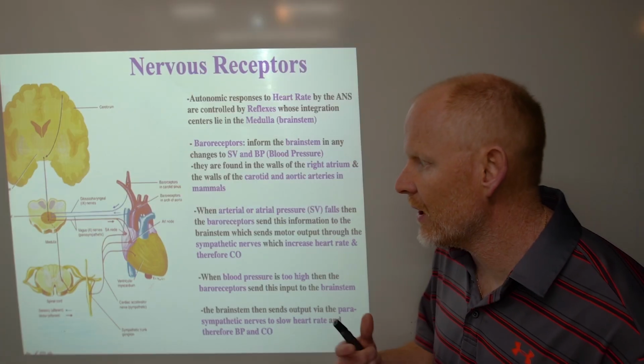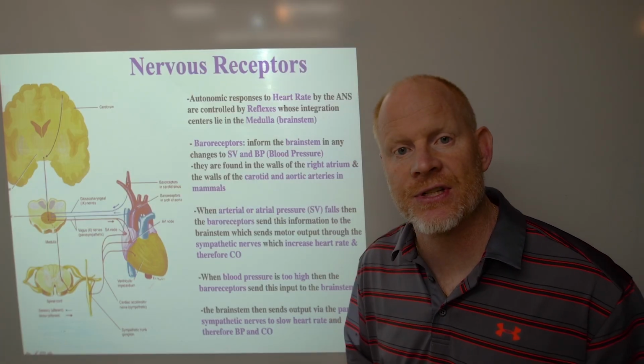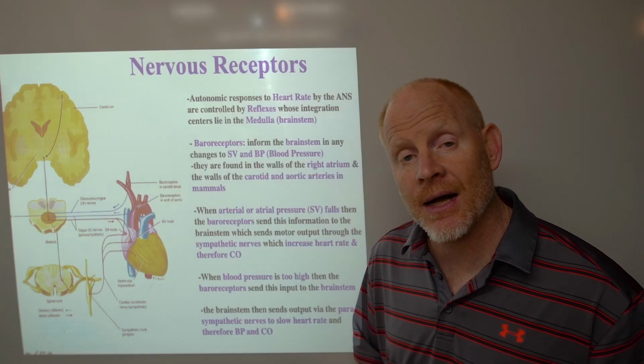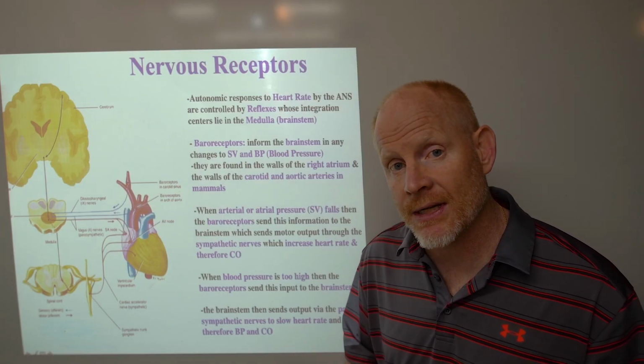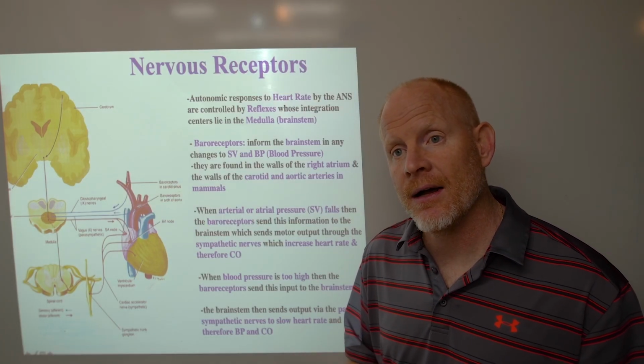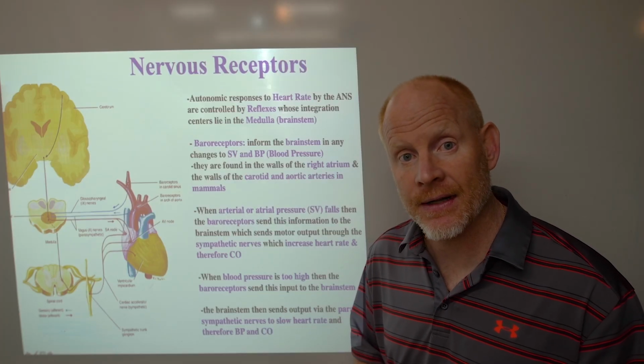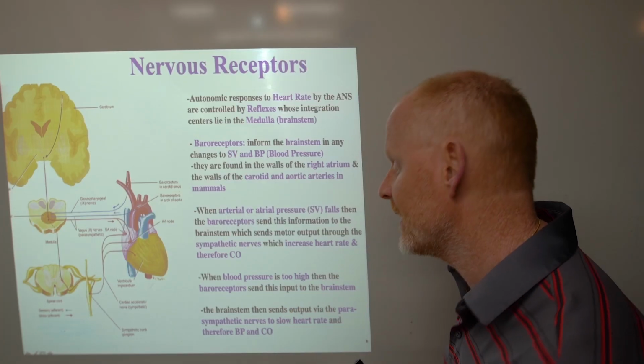And so these baroreceptors and the cardiovascular center in the medulla oblongata of the brainstem are what control extrinsic heart rate, right? Increasing or decreasing heart rate when needed.